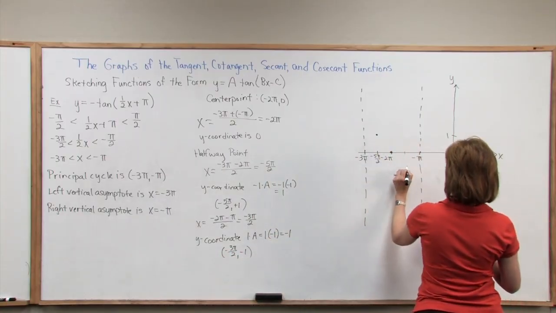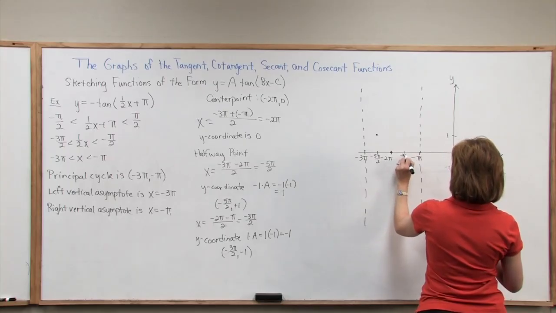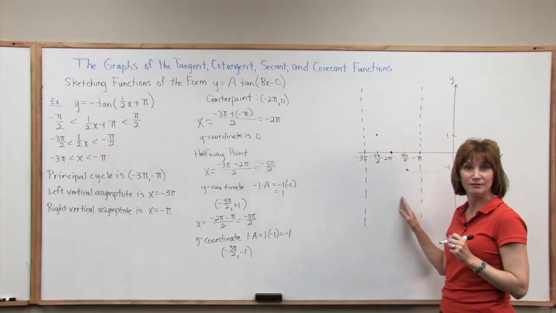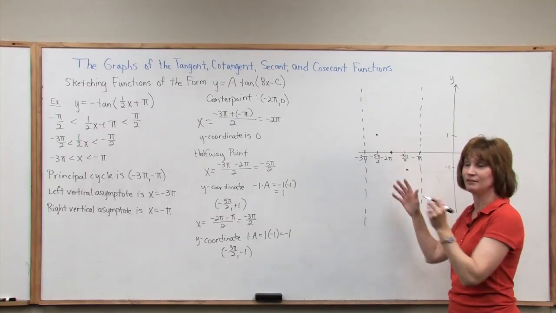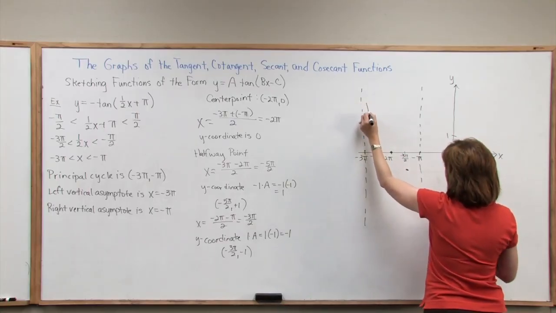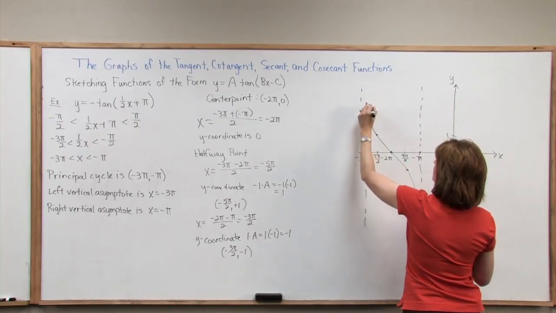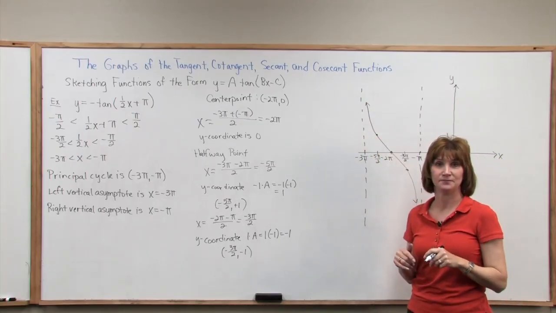Let's plot that point. Okay, so now we've got center point, our halfway points, our vertical asymptotes. So here is one cycle for this tangent function.